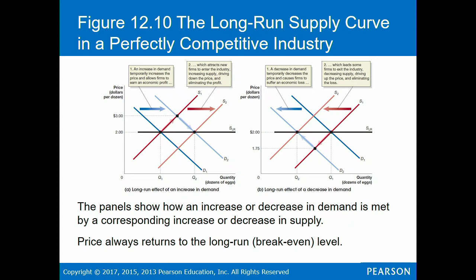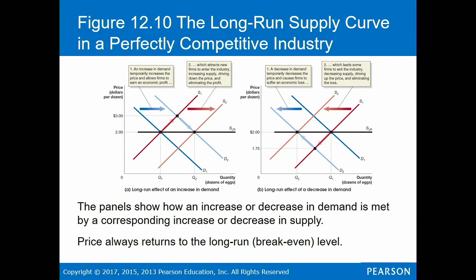So when there's a decrease in demand here, here's our initial equilibrium where the demand curve D1 crosses the supply curve S1 right here at the long-run supply curve at $2. If demand decreases, people want to start eating healthier, so they're eating less bread.